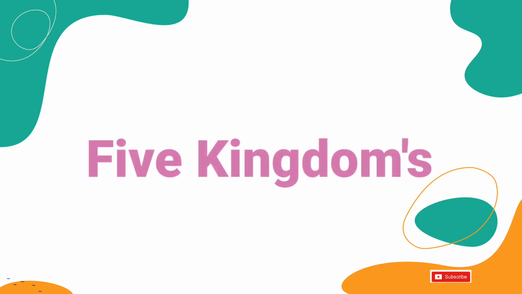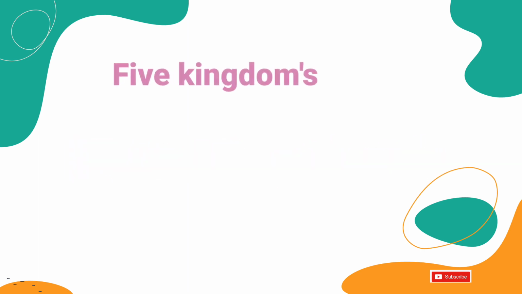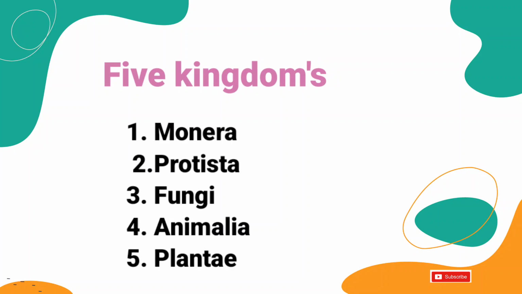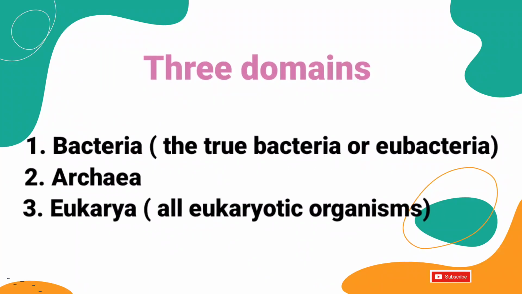These observations eventually led to the development of a classification scheme that divided organisms into five kingdoms: the Monera, Protista, fungi, Animalia, and Plantae. Microbiologists believe that organisms should be divided among three domains: bacteria, archaea, and eukarya. Let us know briefly about the three domains.